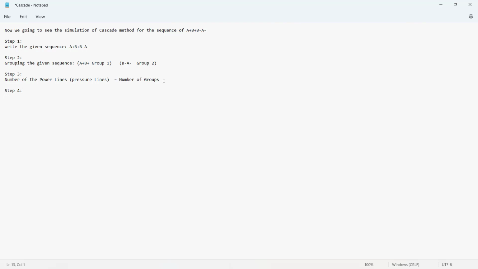Step 4. The first process, finding the number of direction control valves. Number of direction control valves is equal to the number of cylinders.